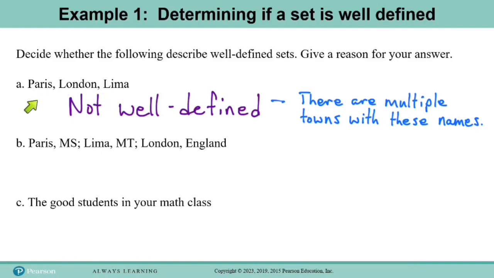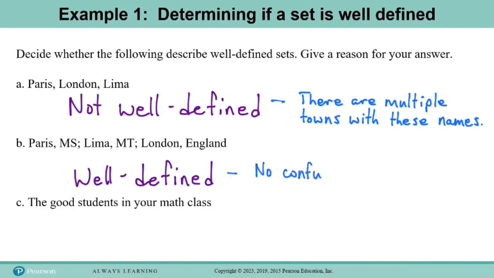with these names. In part B, we have Paris, Mississippi, Lima, Montana, and London, England. And so now with the states and countries listed, it's very clear which towns are being referred to, and so we can say that this is a well-defined set because there cannot be any confusion about which towns are meant.